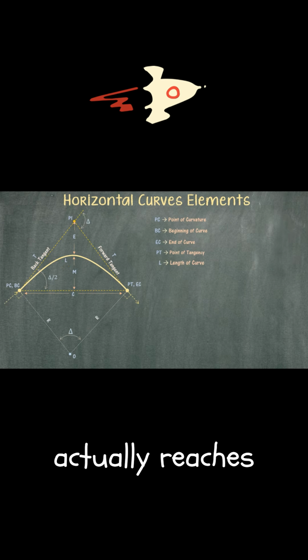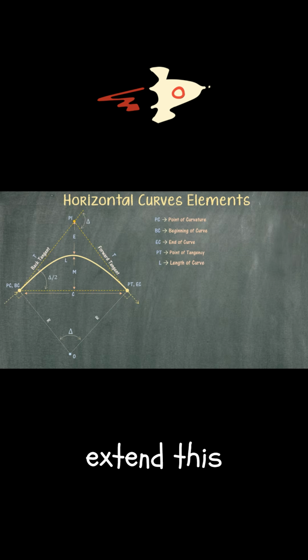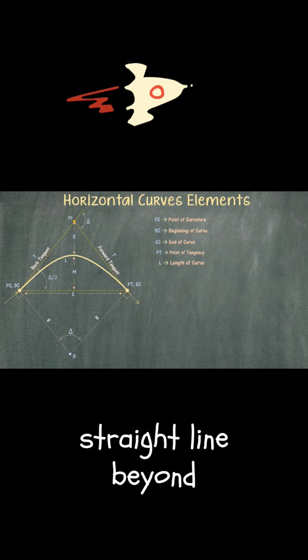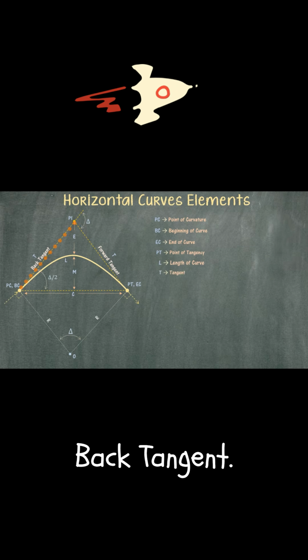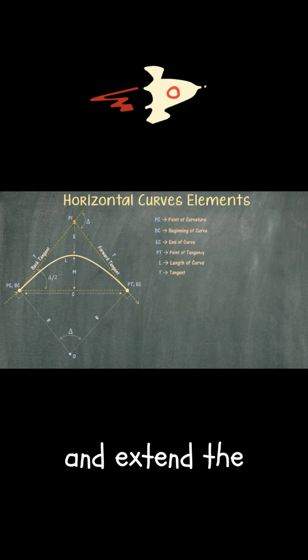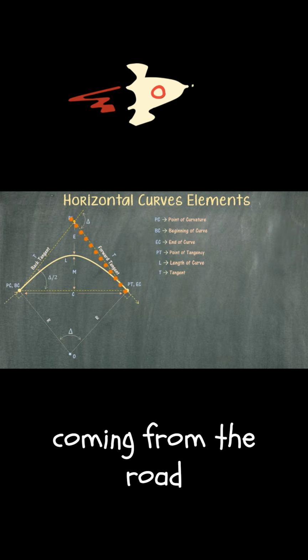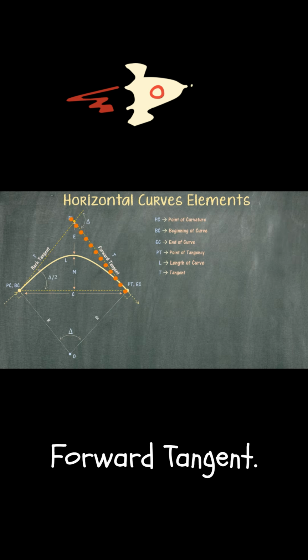Before the road actually reaches the beginning of the curve, usually it's a straight line. So if we were to extend this straight line beyond the beginning of the curve, then we will have what is called our back tangent. If we were to do something similar at the end of the curve and extend the straight line coming from the road beyond the point EC, then we will have created the forward tangent.